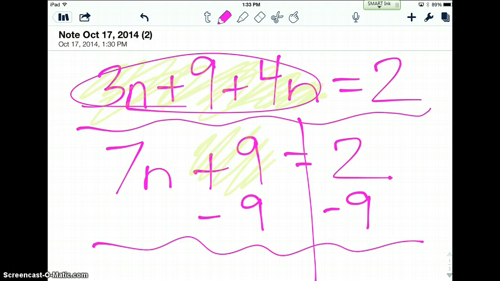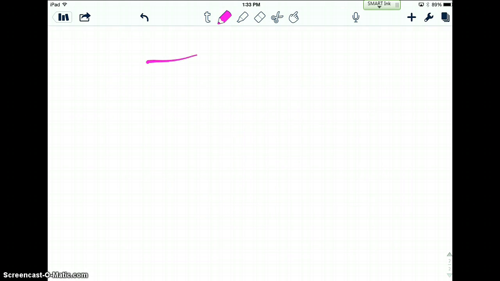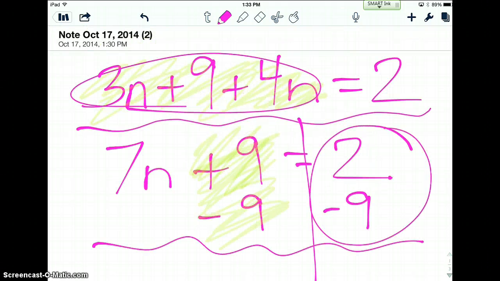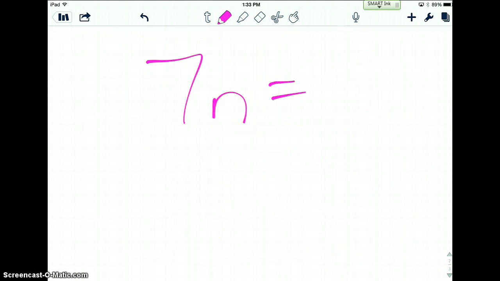And now here I need to simplify again. So now I take note that these two cancel out. And that's the whole reason I did it, so that now I am left with 7n. So I am left with 7n equals, I'm going to go back and see, I need to take 2 and subtract 9. So that's 2 minus 9, or you could think of it as 2 plus a negative 9. Either way, you will get a negative 7.